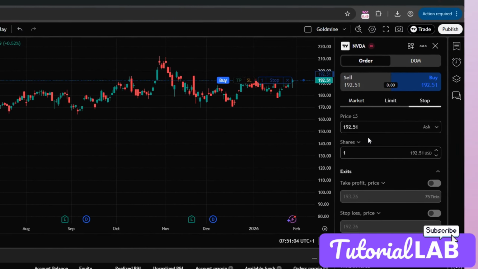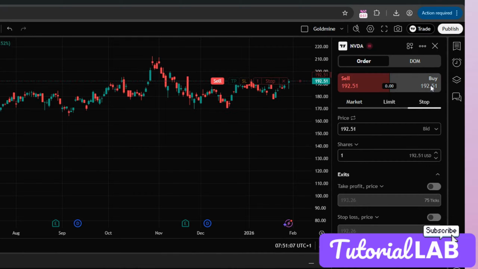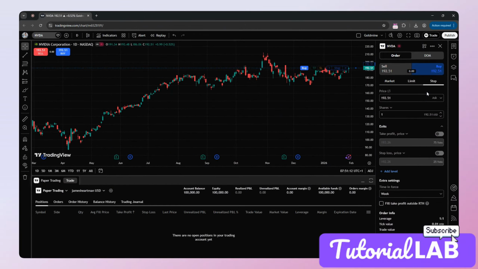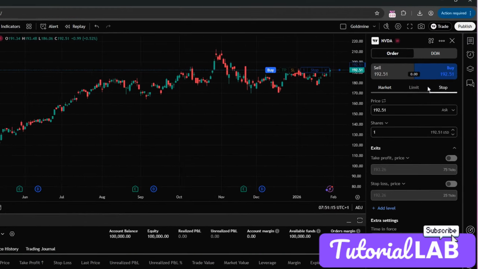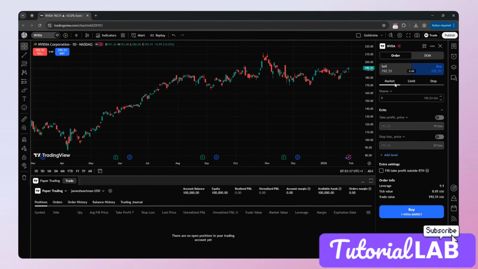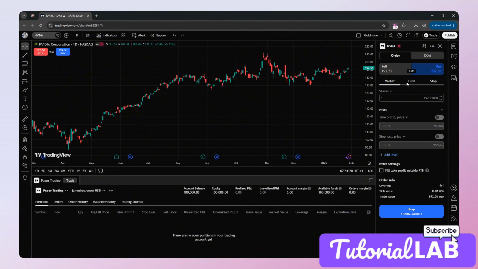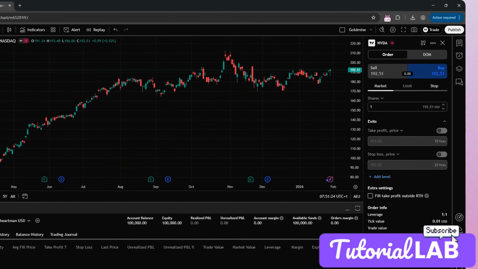Now, let's try placing a basic order together. Over on the right, we'll see options like buy or sell. We click on buy or sell in the order window, and we'll see different order types appear. The first is a market order. This type places a trade instantly at the current market price. It's quick, but the price might move a little.